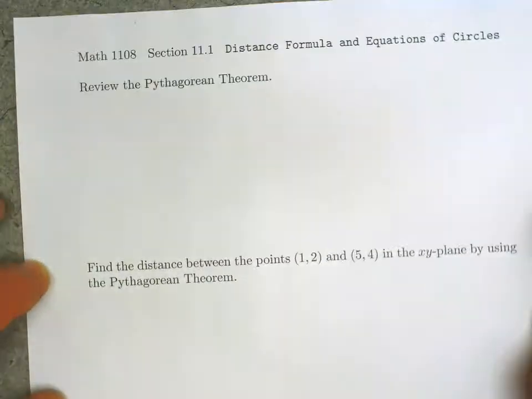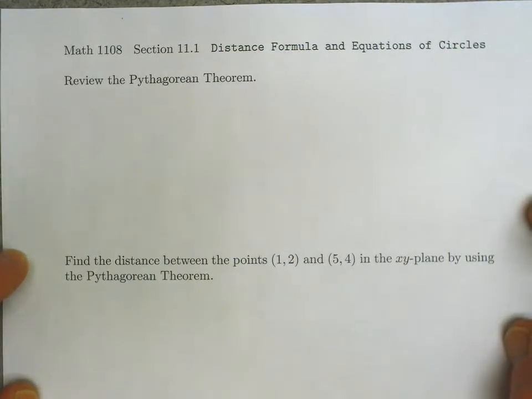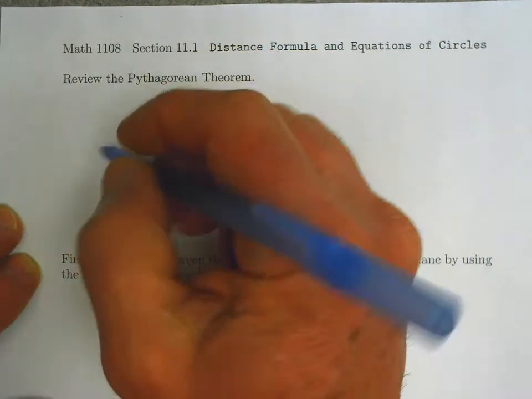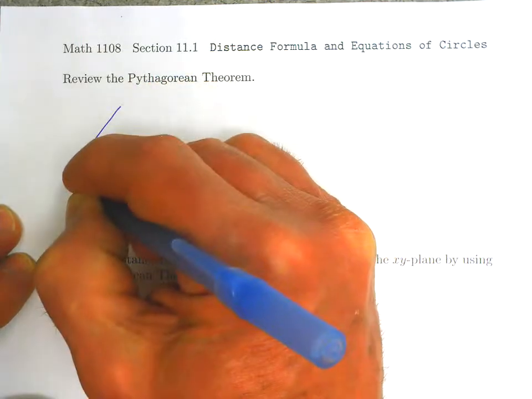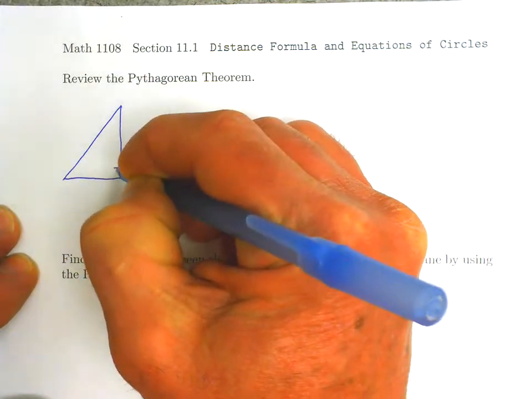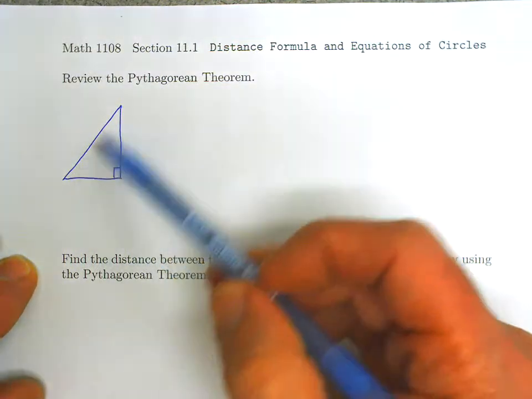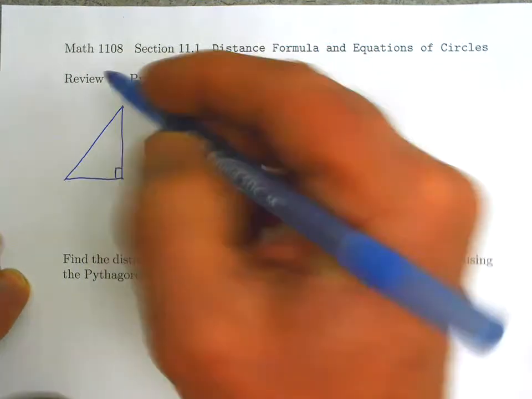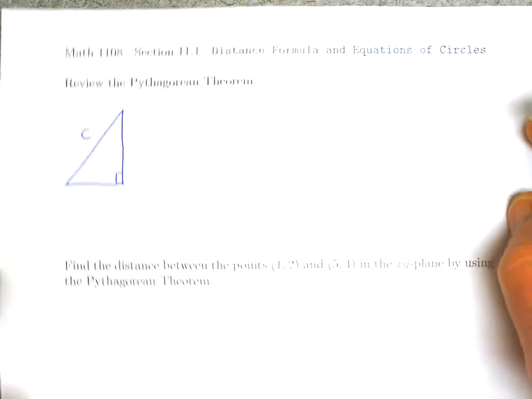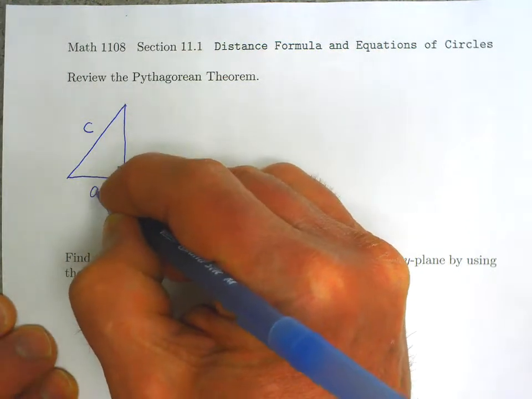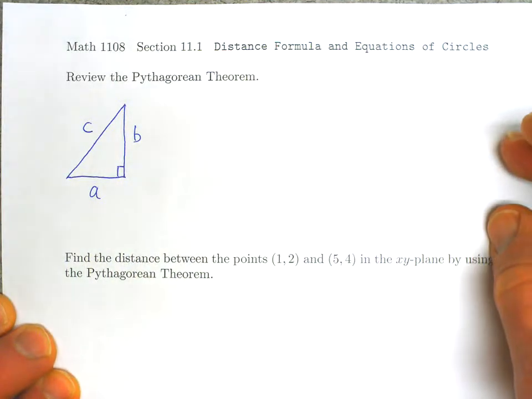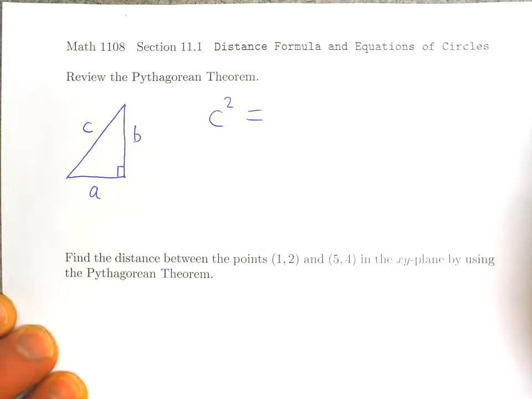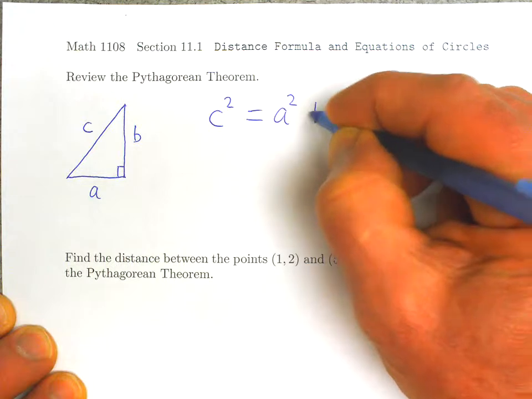To start section 11.1, we'll review the Pythagorean Theorem. The Pythagorean Theorem applies to any right triangle. The longest side of a right triangle is the side opposite of the right angle. It's called the hypotenuse. So if we label the length of the hypotenuse C and the lengths of the legs A and B, then the Pythagorean theorem says if you square the length of the hypotenuse, that's equal to the sum of the squares of the lengths of the two legs.